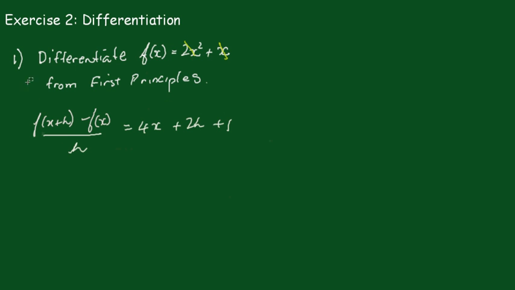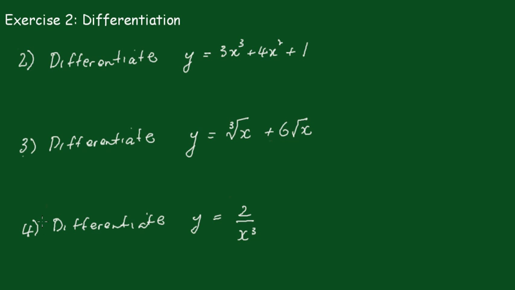Now the derivative f dash x will be the limit as h goes towards 0 of (f(x + h) minus f(x)) on h, which is this. And of course, as h goes towards 0, this goes towards 0, and we get 4x plus 1 is the derivative. All right, here's some more to do. So again, just pause the video.